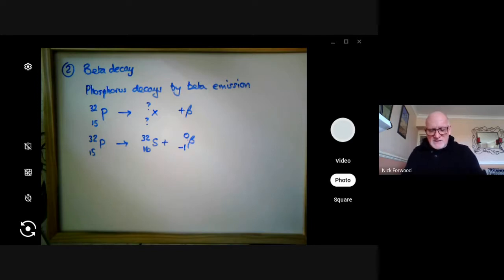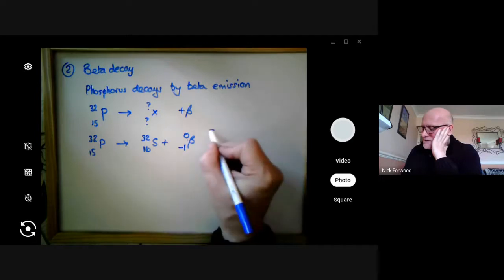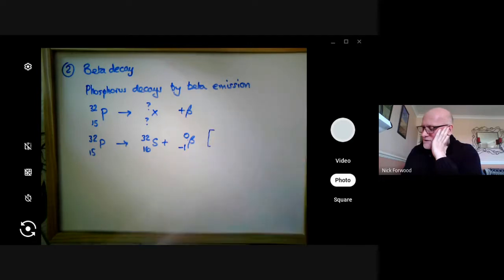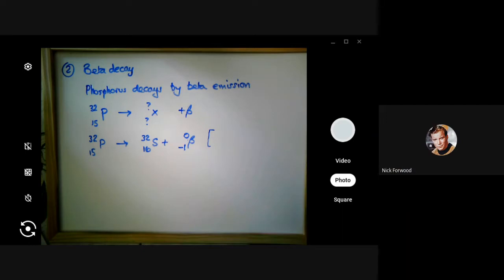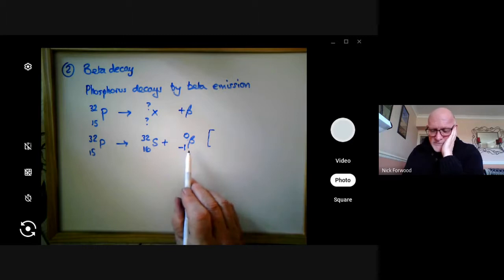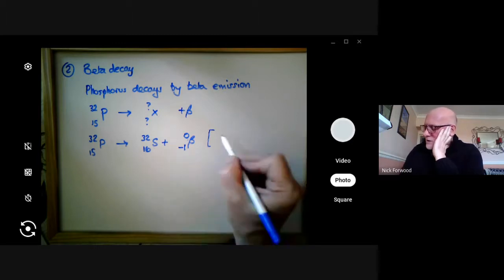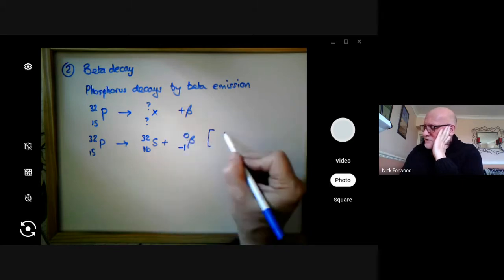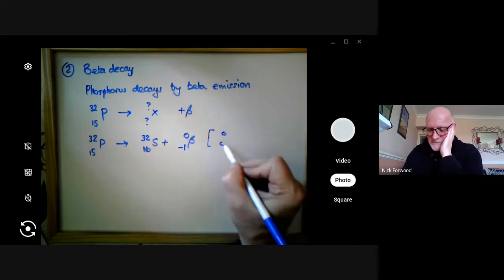Don't forget, we have got some anti-neutrino stuff going on here. If we go back to our standard model, we really ought to add in our neutrino. It's actually an anti-neutrino when we get beta emission. So how does that look in terms of its configuration? And it looks like this.